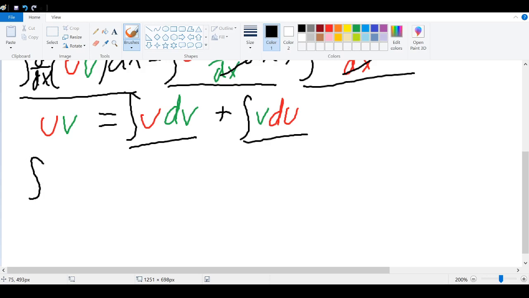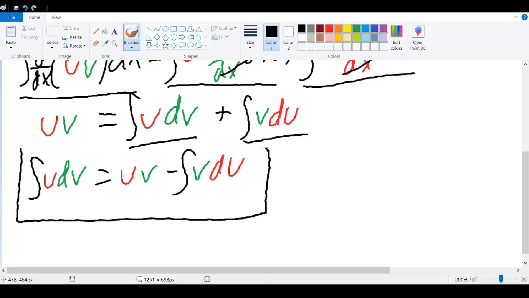So we have the integral of u dv equal to uv minus the integral of v du. And here we have the integration by parts formula.